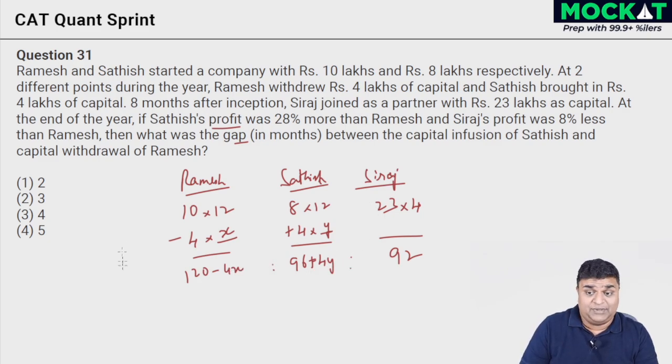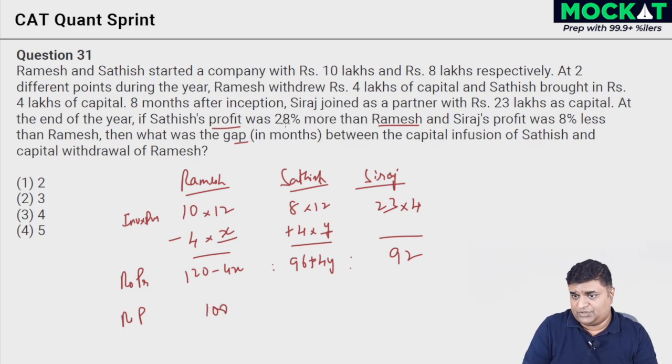Okay, this over here is nothing but the ratio of profit share, right? Ratio of profits is going to be divided this way. And this is because this is investment into duration, time for which the money was lying in the business in terms of months. Fine. Now what's eventually given at the end of the year, Satish's profit was 28% more than Ramesh. Another ratio of profits is given. Let's assume Ramesh's profit was 100. Then Satish is going to be 28% more than that, so 128. Okay? A ratio is emerging over here. And Siraj's profit was 8% less than Ramesh. Siraj over here is 8% less than 100, and that comes to 92.